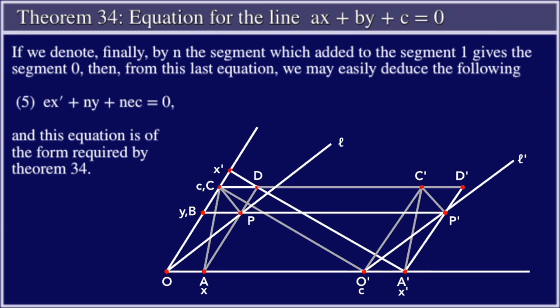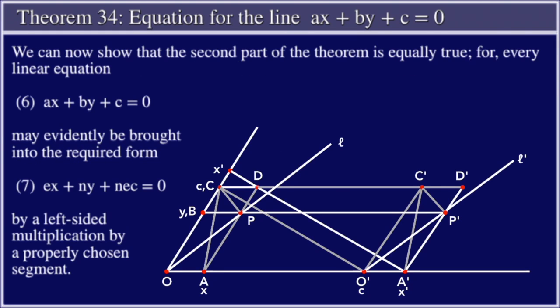If we denote finally by n the segment which added to segment 1 gives the segment 0, then from the last equation we may easily deduce the following. Ex' plus ny plus nEc equals 0. And this equation is of the form required by Theorem 34.